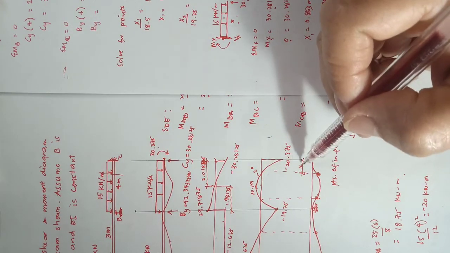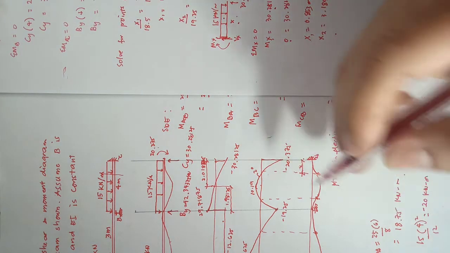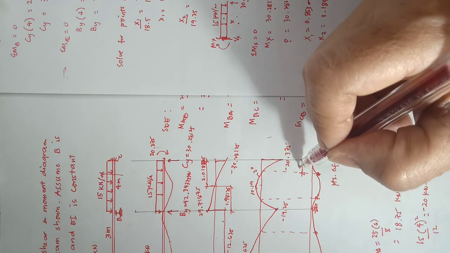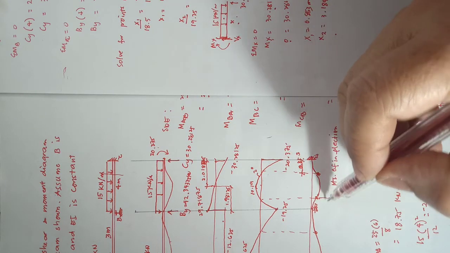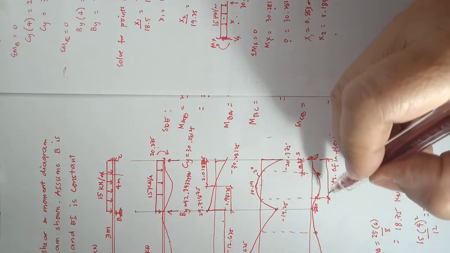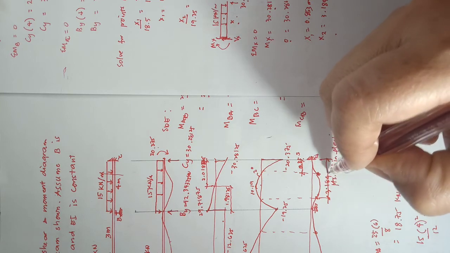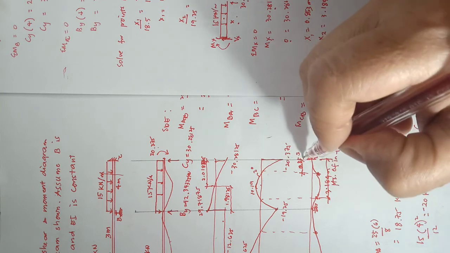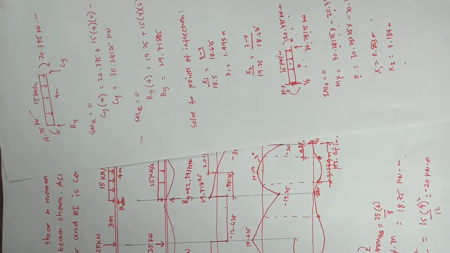So this one here is 0.853. So this will be 0.853, and this one over there is 3.184 meters. Okay, so that is the location of your points of inflection.